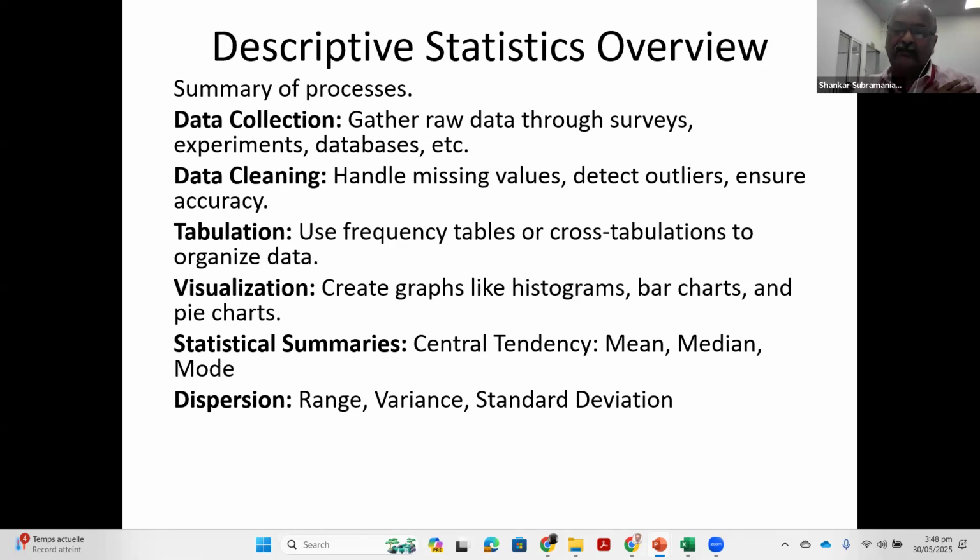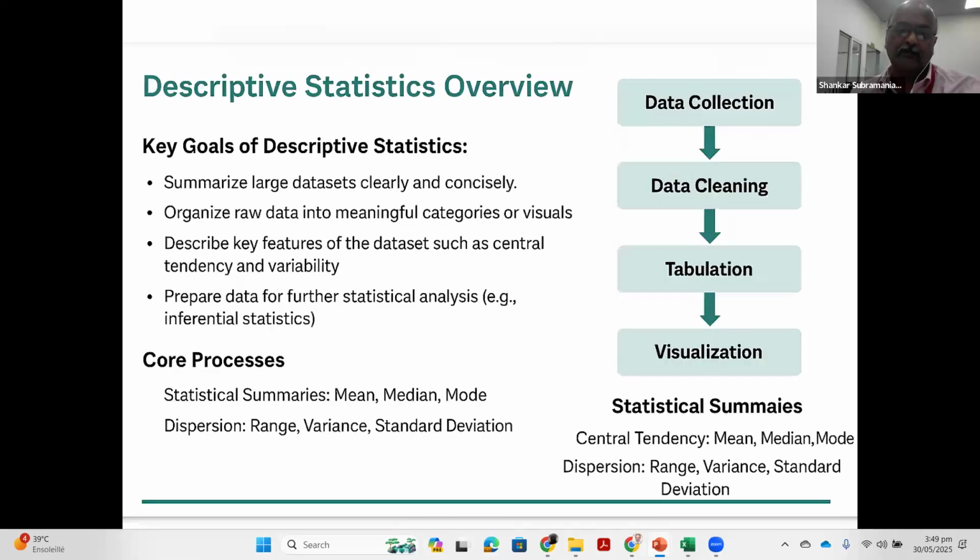And does it mean anything to the data? So visualization is to create graphs like histograms, bar charts, and pie charts. Then the statistical summaries: the central tendency, the mean, median, mode, and the dispersion, the range, variance, and standard deviation. So this is exactly where we summarized last. I just showed you a glimpse of the data so that it can induce some questions from you.